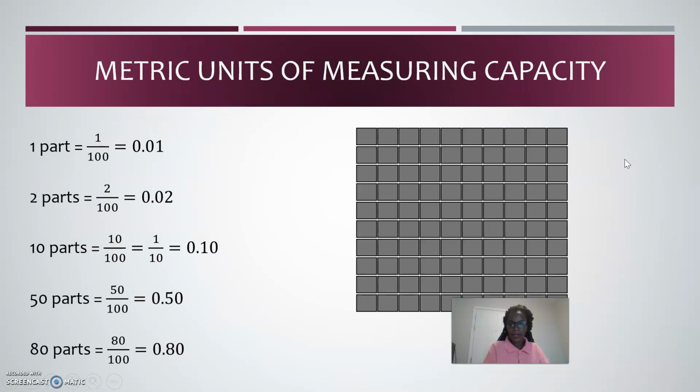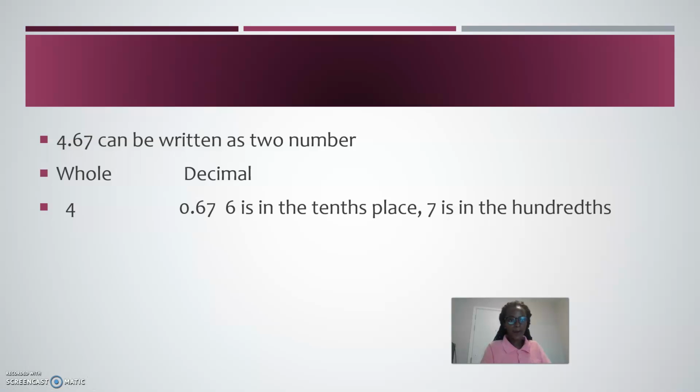Okay. So this number 4.67 can be written as two numbers. The first one is the whole. The second one is the decimal. The whole is 4. The decimal is 0.67. If you remember correctly from class, we said that the first place after the decimal, where 6 is, we call that the tenth place. And then the second one after the decimal, we call the hundredth place. I need you to remember this because we're going to use it in the coming parts.